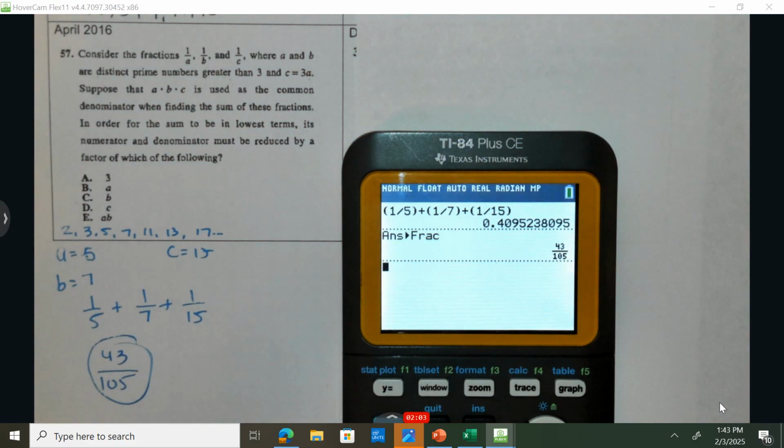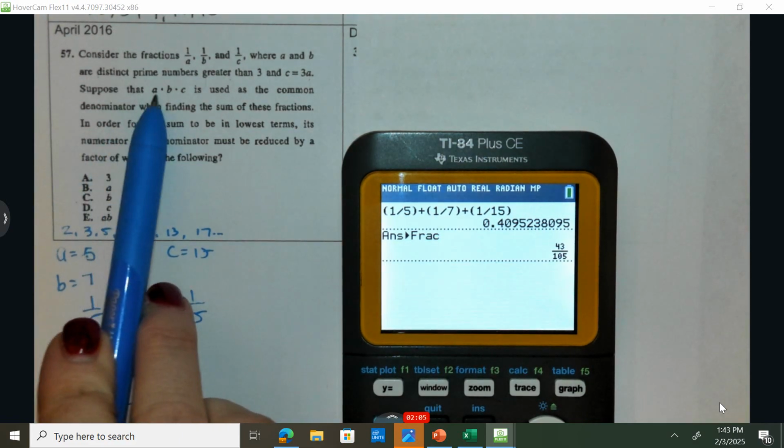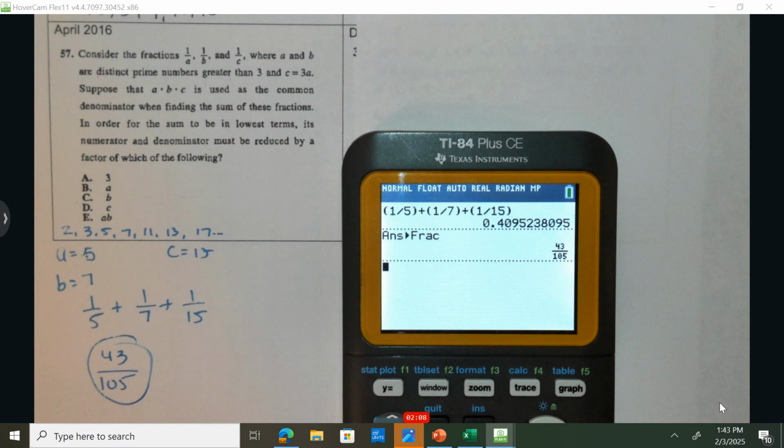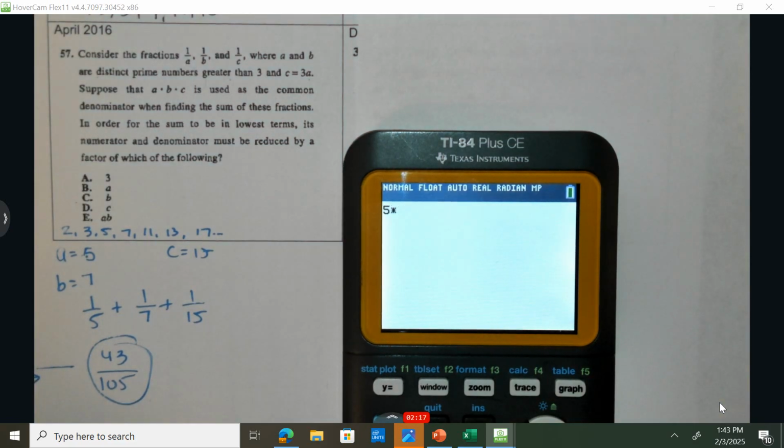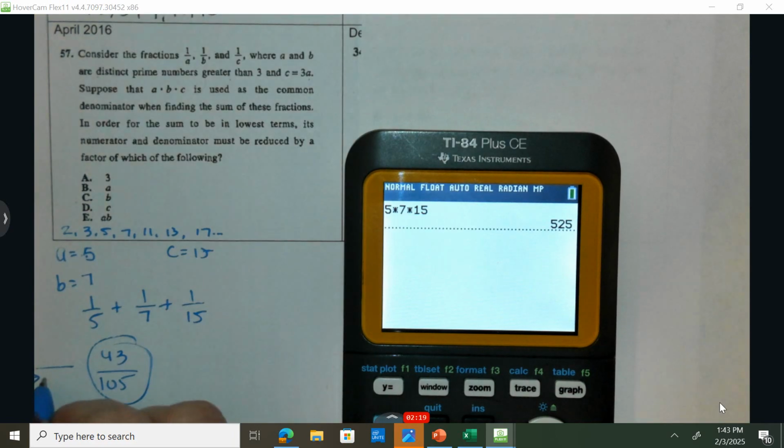That's a reduced answer. Now it says that to find the common denominator, it took a times b times c. I put that in wrong; I was supposed to multiply them, excuse me. a times b times c would be 525. So what this question is asking is, in order for us to reduce it and put it in reduced form, what did I have to reduce it by? What value am I dividing 525 by to come up with 105?